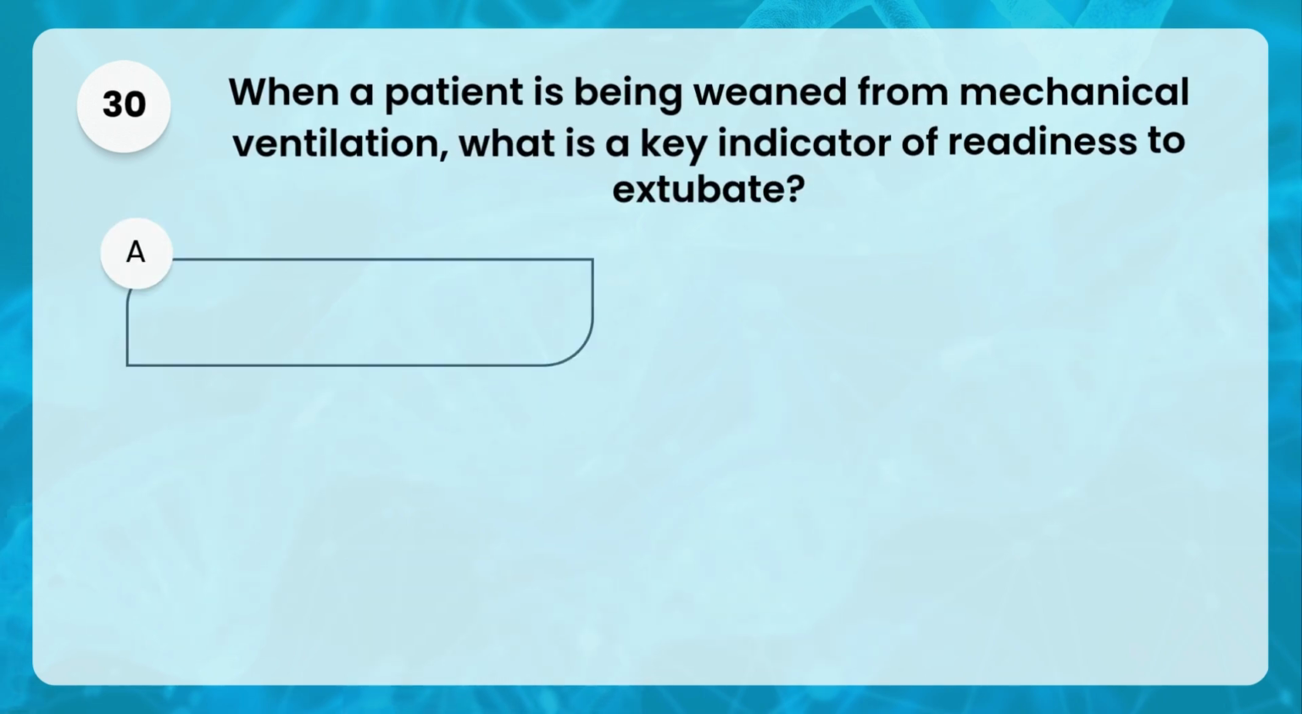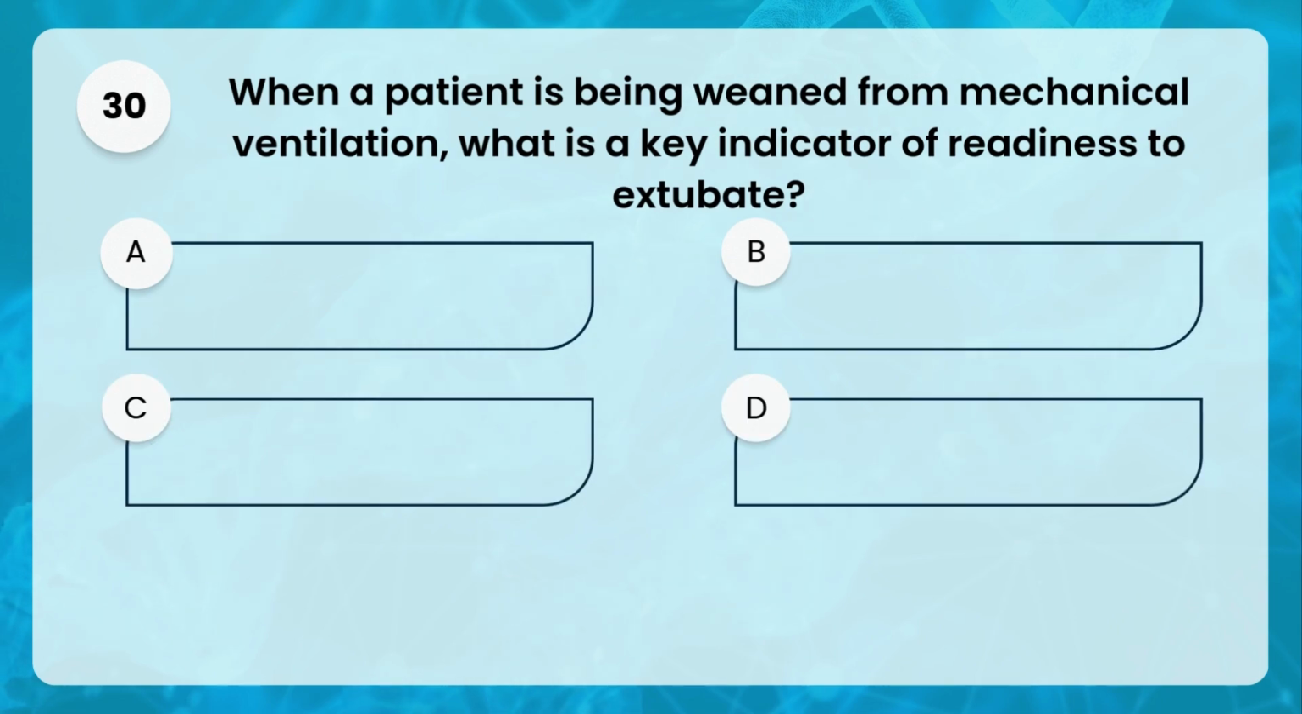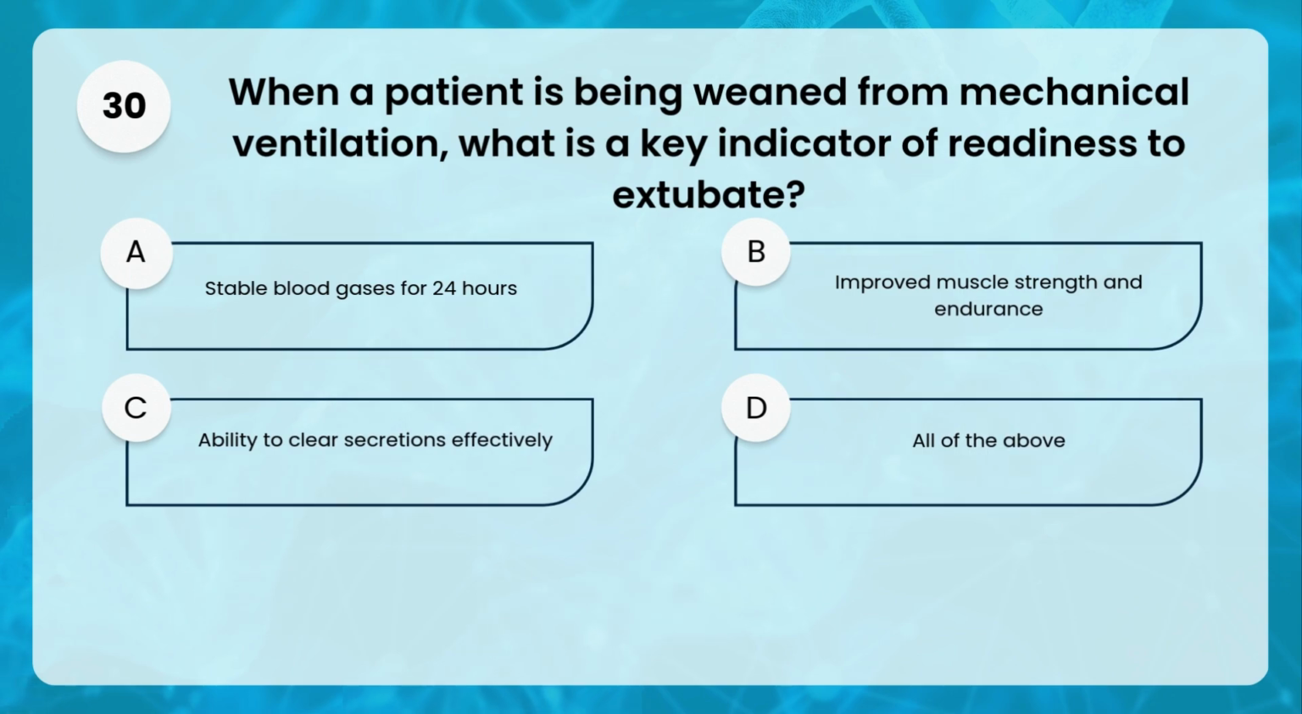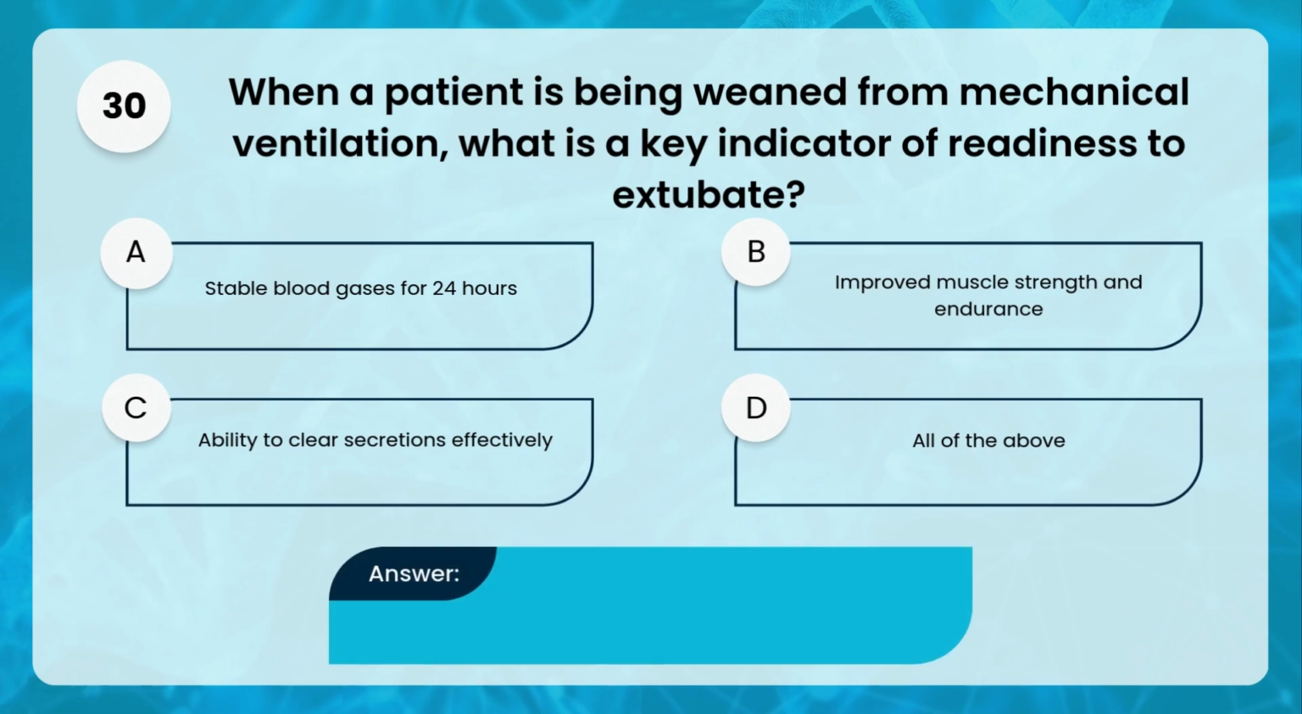30. When a patient is being weaned from mechanical ventilation, what is a key indicator of readiness to extubate? A. Stable blood gases for 24 hours. B. Improved muscle strength and endurance. C. Ability to clear secretions effectively. Or D. All of the above. The answer is D. All of the above.